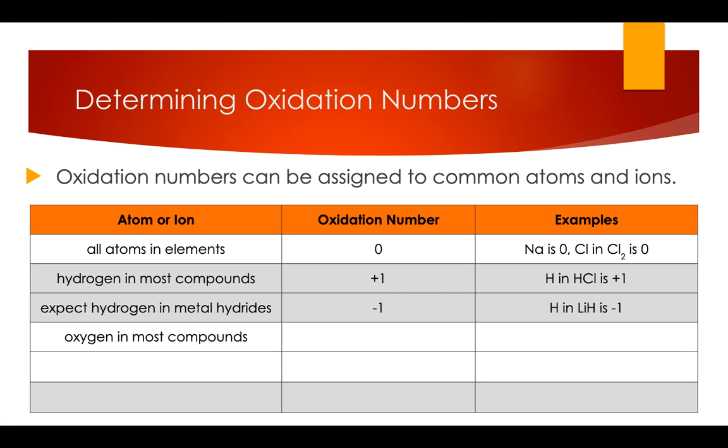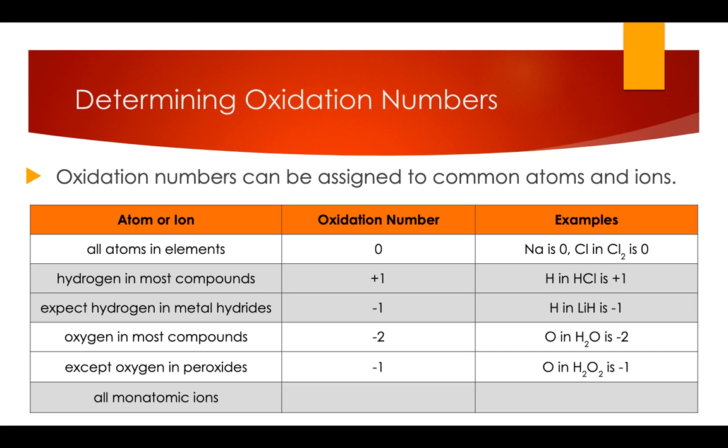Now if we look at oxygen, in most compounds, like in the water we just looked at, the oxidation number for oxygen is -2. So there's the example, the O in H2O is -2. The exception for oxygen are peroxides, which you're not going to come across very often at all. But the oxidation number for oxygen in peroxides is -1. So peroxide is H2O2. So those oxygens have an oxidation number of -1.